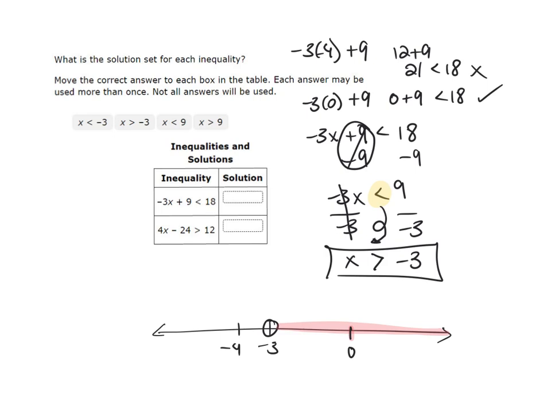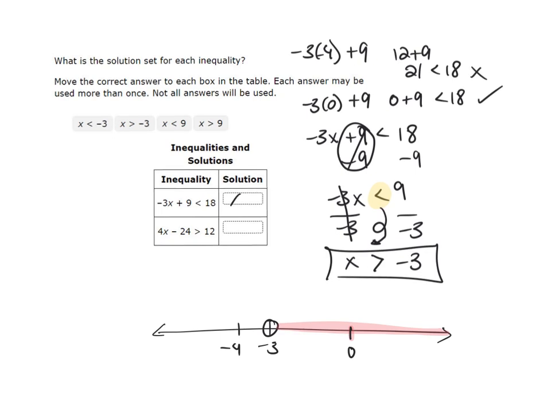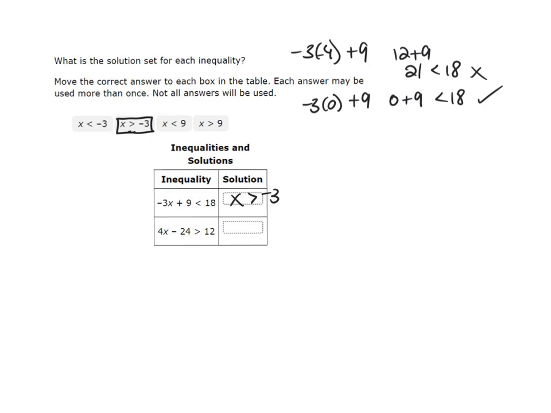I'm going to go through this next one a little bit faster, but let's just go ahead and write down our inequality here. x is greater than negative 3. And if I was able to, I would be dragging this one right down there, right? Okay, let's do the next one. I'm going to clear out some space over here. Okay, I have a little bit more space to work now.